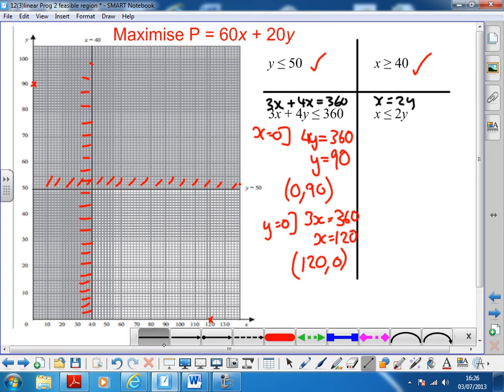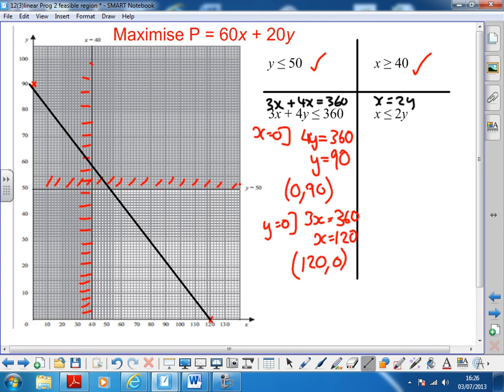Line drawer. Might make it a bit nicer. Like this. Perfect. Okay. Right.